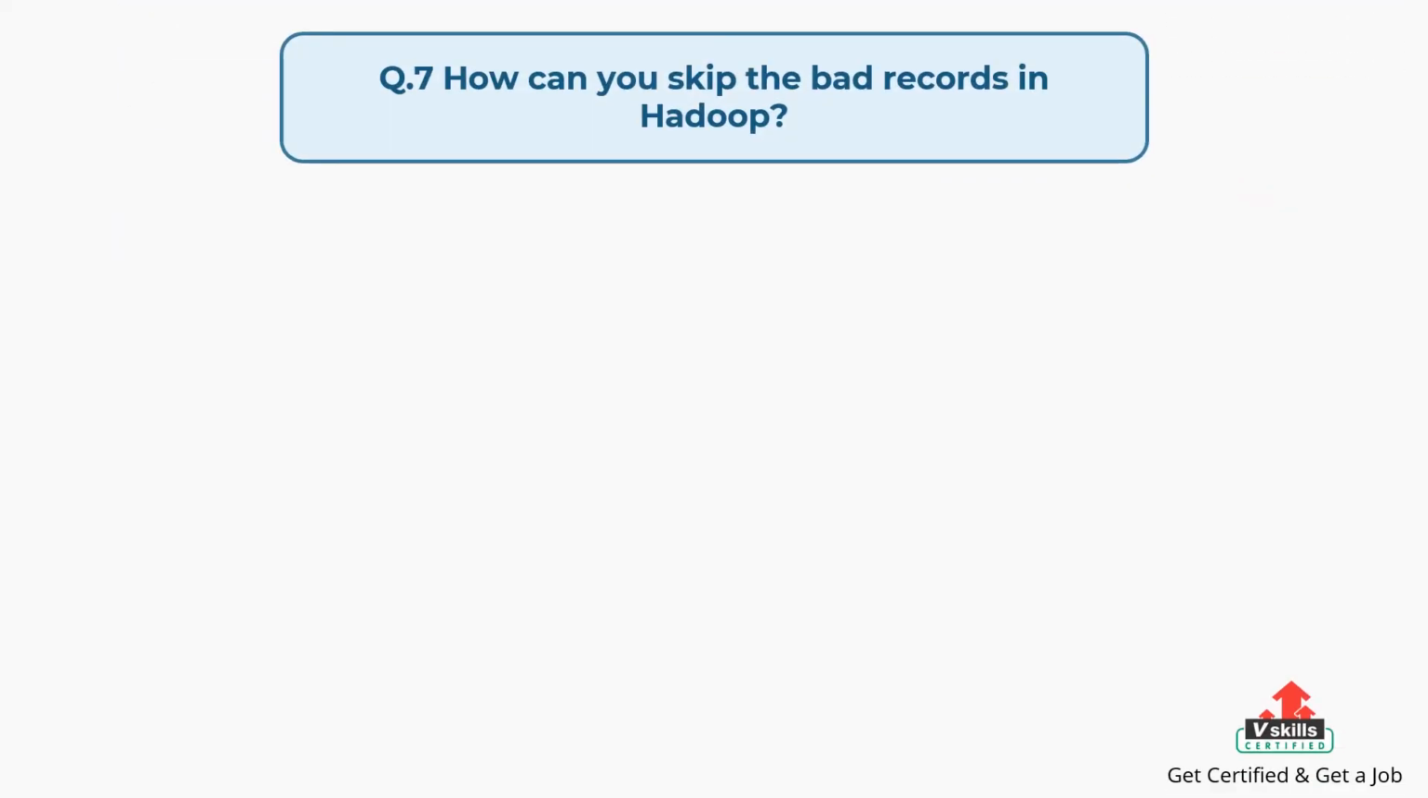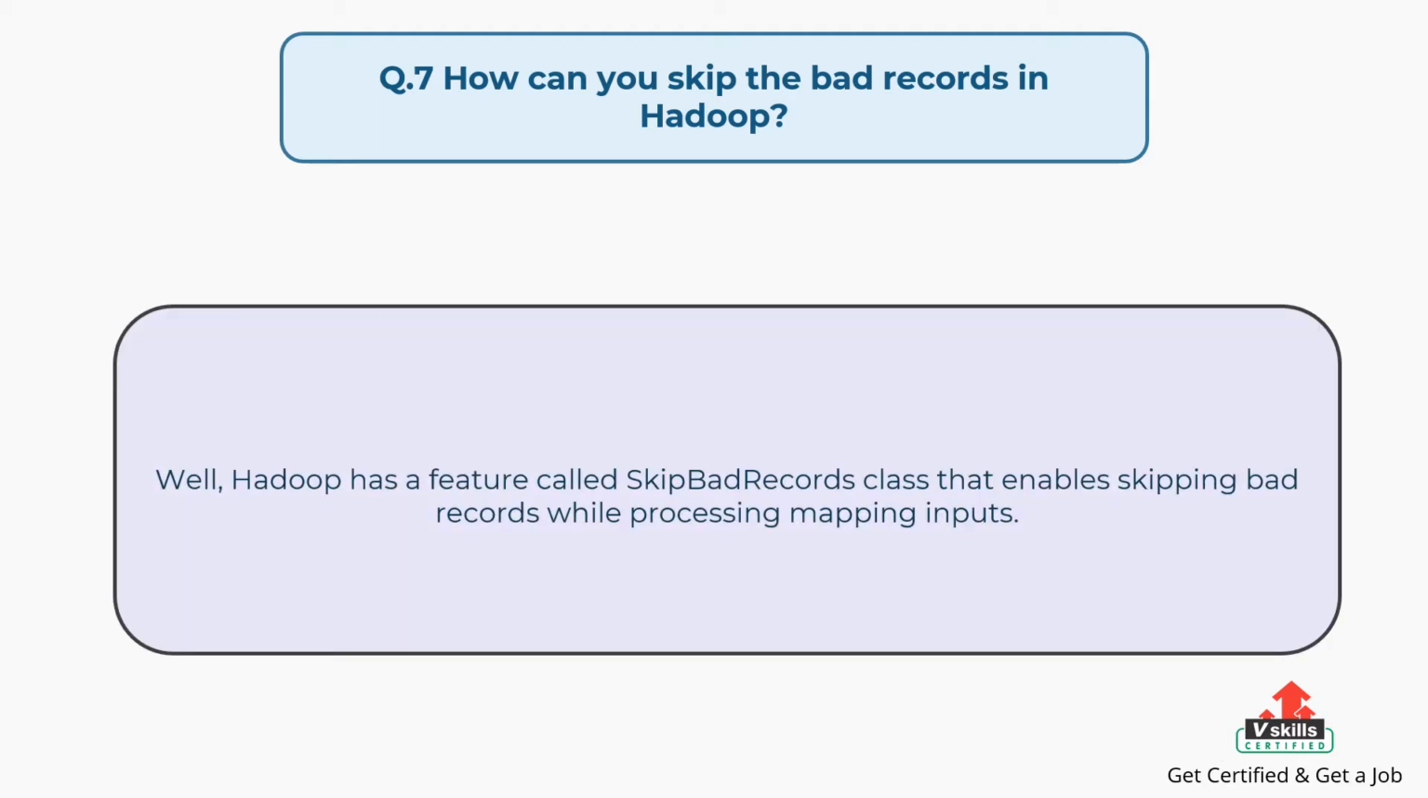Question number 7. How can you skip the bad records in Hadoop? The answer is, well, Hadoop has a feature called Skip Bad Records class that enables skipping bad records while processing mapping inputs.